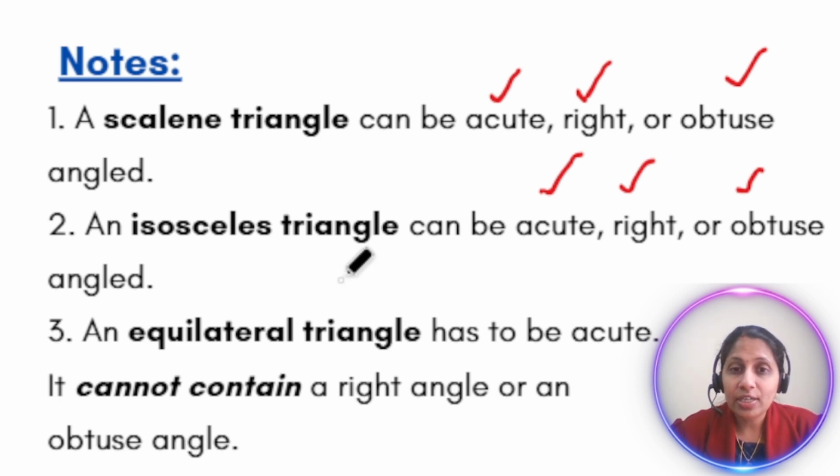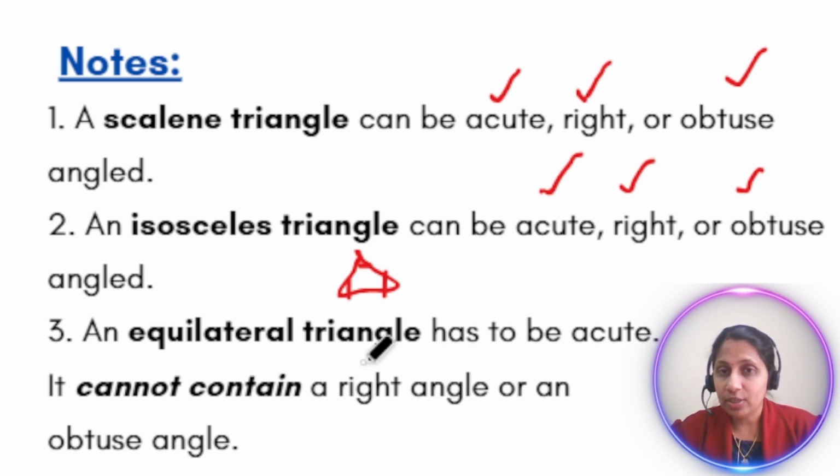As I told you already, all the angles will be equal to 60, 60, 60. It should be an acute angle triangle only. It cannot contain a right angle or an obtuse angle in it, because we are clear with the definition itself: three sides will be equal. If three sides are equal, the angle will obviously be 60 degrees. The angles are equal, sides are equal, so it should be an acute triangle only.